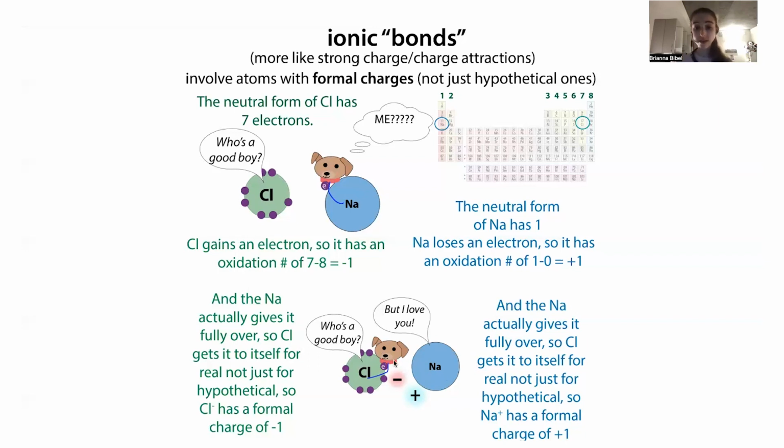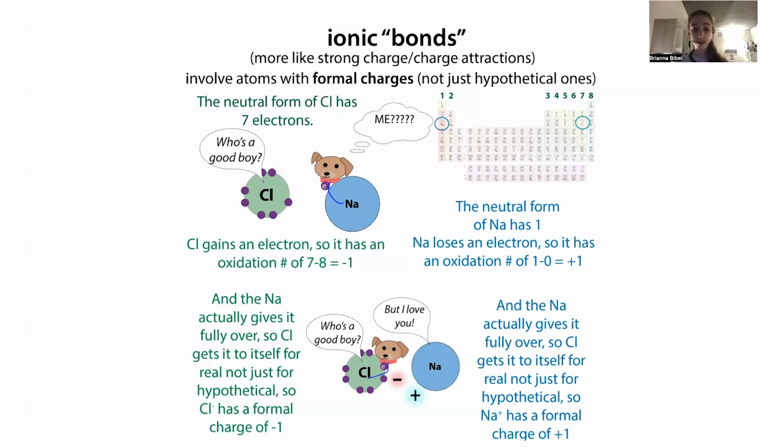Because it gains a full electron, chlorine ends up with a charge of -1. You take the number of valence electrons it had, which was 7, and it now has 8, so 7 minus 8 is -1. You have a formal charge of -1. What about sodium? It had a valence electron, and it lost that valence electron, so now it has 0. So 1 minus 0 is +1, a formal charge of +1. Okay, so those are formal charges.